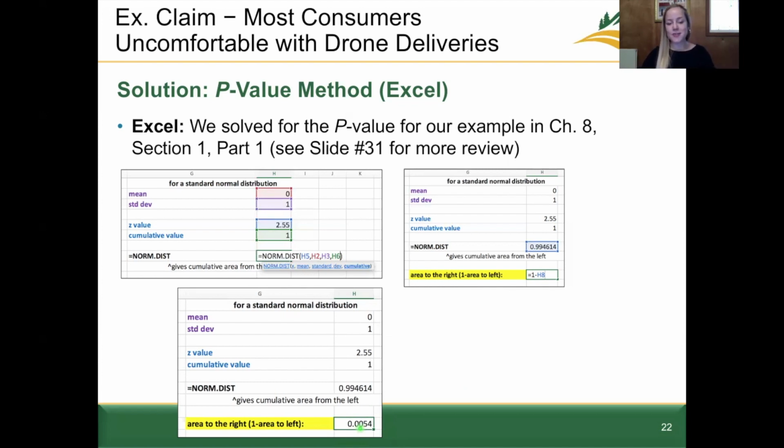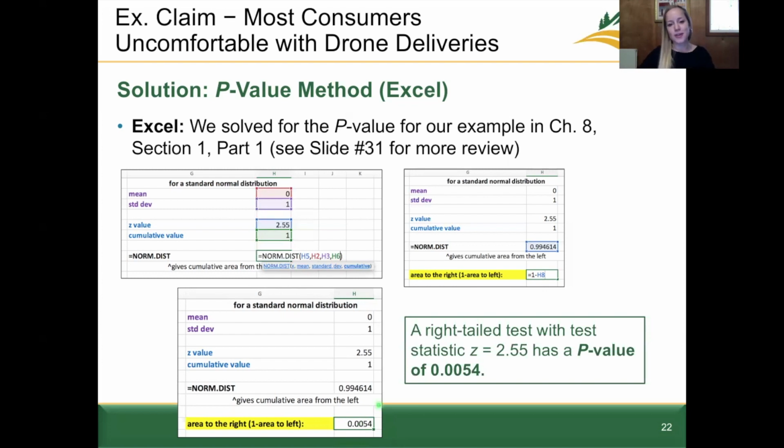Now, we got this conclusion using table A2. We also get the same conclusion using Excel. So what we can say is for a right-tailed test with a test statistic of z equal to 2.55, we have a p-value of 0.0054. Recall again, that was still all in step 6. So now let's move on to steps 7 and 8 and make a conclusion.